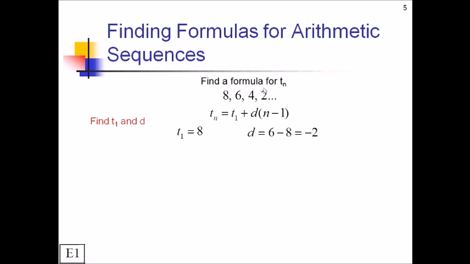Or you could have done 2 minus 4, 4 minus 6. Doesn't really matter, because the whole idea with the sequence is you keep doing the same thing to get the next number. So now that we have that, let's go ahead and plug it all in. We can say Tn equals 8 minus 2 times n minus 1. And we're just going to clean this up a little bit, distribute and combine like terms. So that's 8 minus 2n plus 2, which is to say 10 minus 2n.